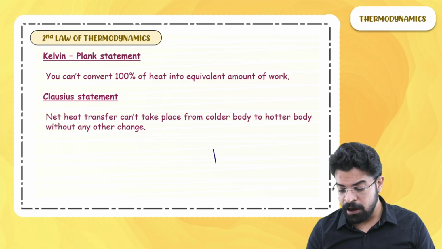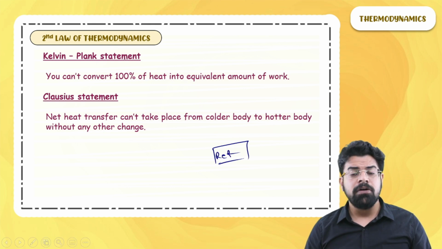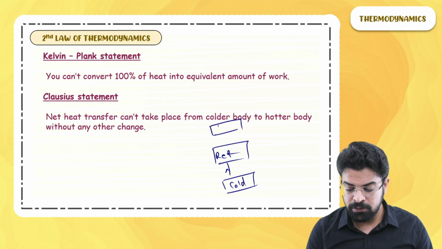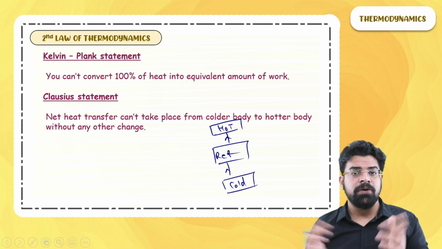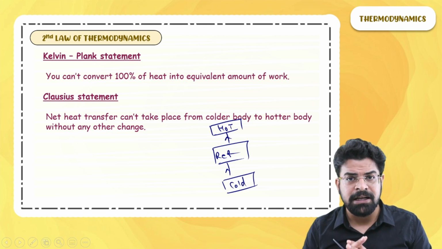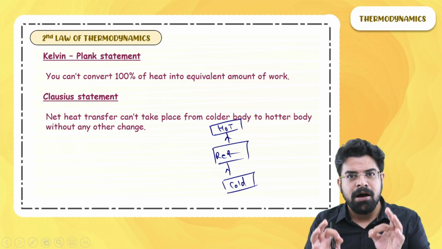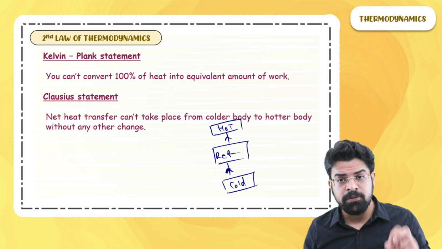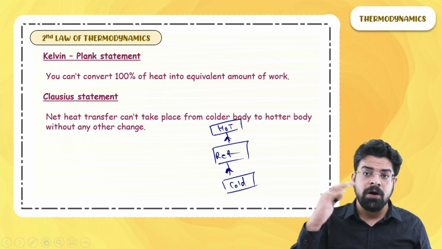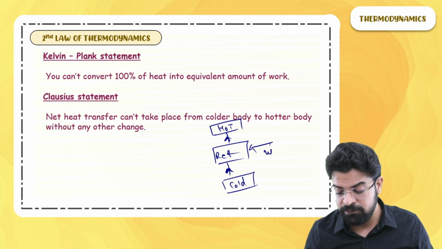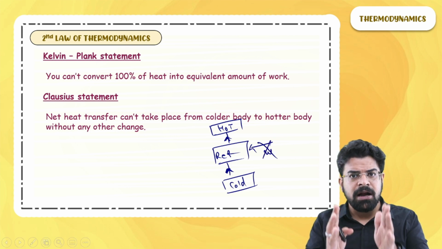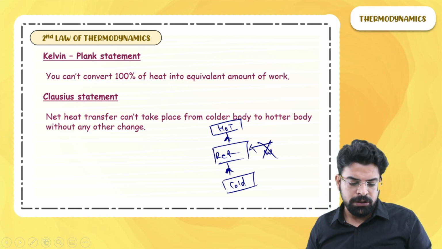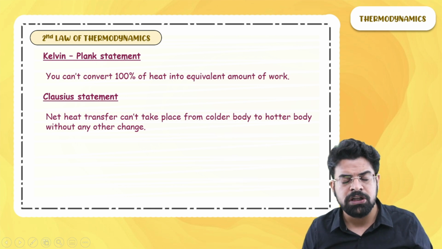When we design a refrigerator, what does the refrigerator do? It takes heat from the cold and releases it to the hotter surrounding. Now the Clausius statement tells us that you can't have a refrigerator working such that it continuously keeps on taking heat from the colder source and keeps on discarding it to the hotter source without the input of any work. This is not possible. The net heat can't flow from a colder object to a hotter object on its own. So these are the two statements of the second law of thermodynamics.